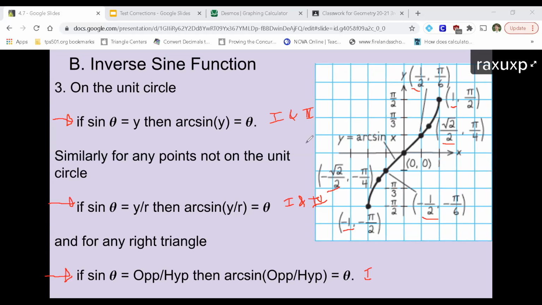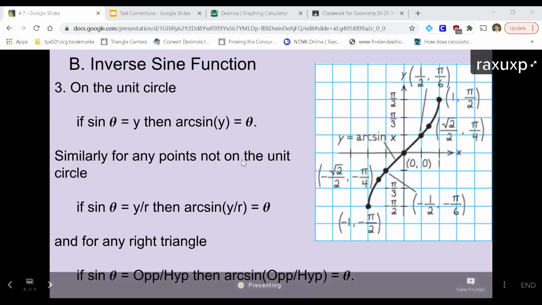Would you like to see an example, or does anyone need more time to write? No? Okay, so let me show you an example.